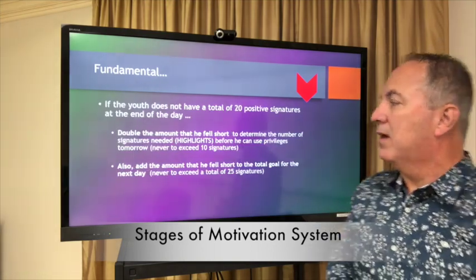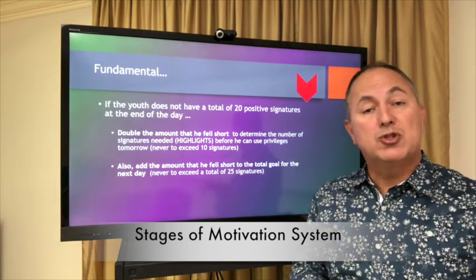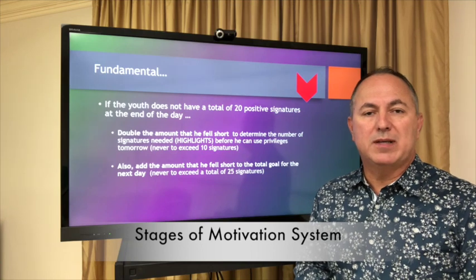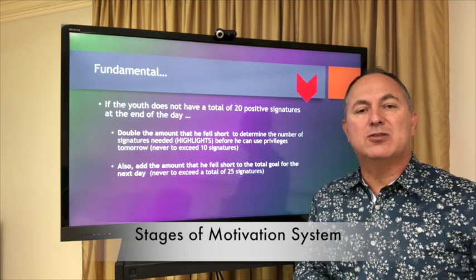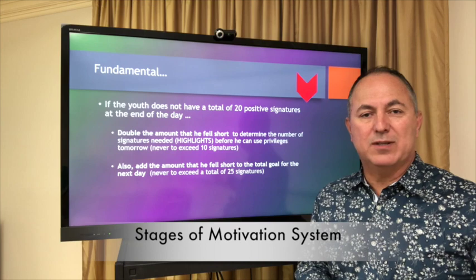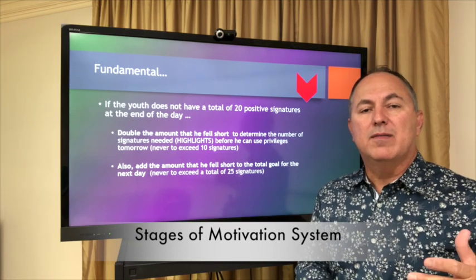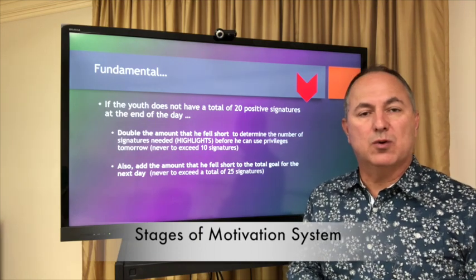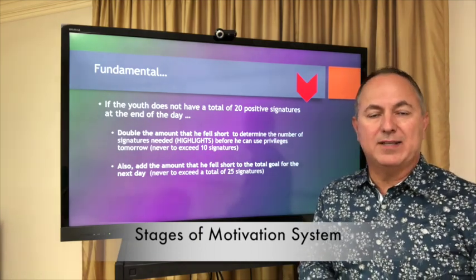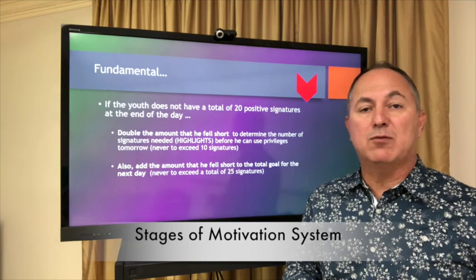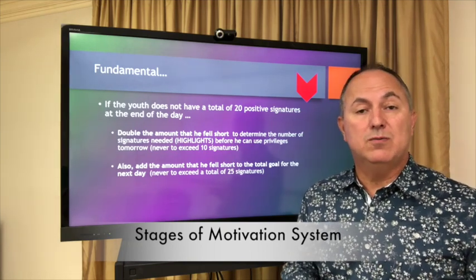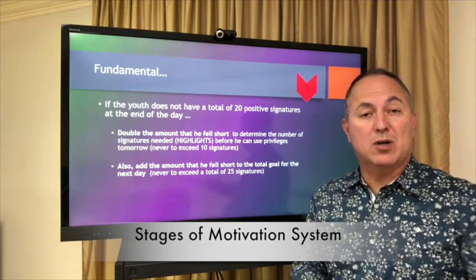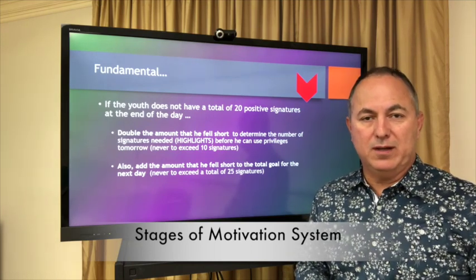With fundamental, they've got that goal of 20, and if they're short any signatures for that 20, then that number is going to be doubled and added to their signature card in highlights for the next day, and the number that they're short is going to be added to their daily goal for the next day. So if a youth is short 2 signatures, they only had 18, their daily goal the next day would be 22, and their highlights on their card would be 4 highlights. We'll talk more about what that looks like on the signature card later.